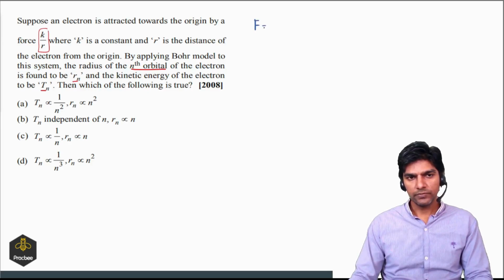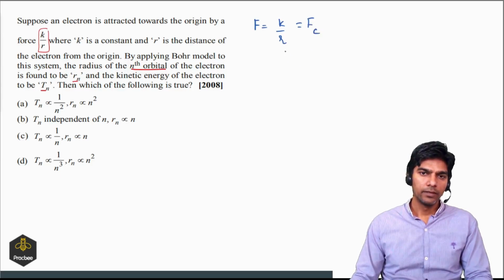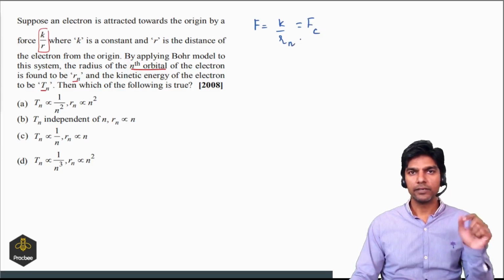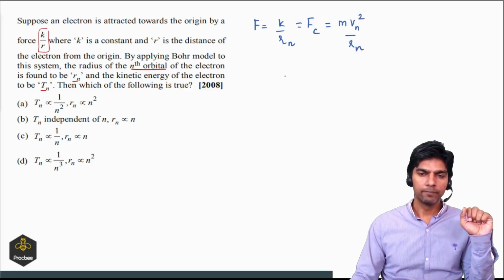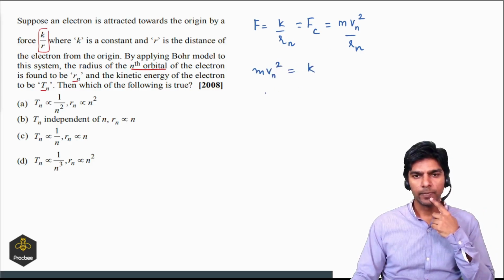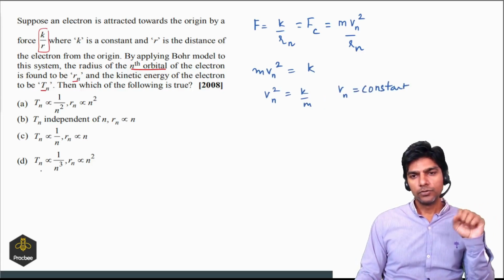So force is given as k by r, and this is nothing but the centripetal force. Let me call this Rn, the radius of the nth orbit. The centripetal force can be written as m vn square by Rn. Now from this, m vn square is equal to k, because Rn will get cancelled out. So we can say vn square is k by m. So vn comes out to be constant, right? So vn is constant.